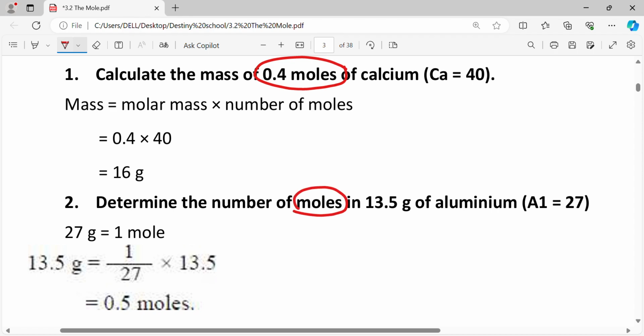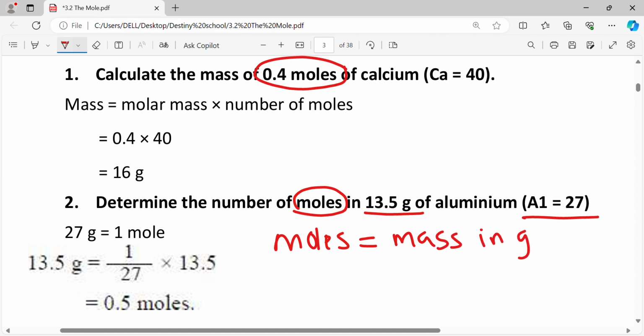Let's go to example number 2. Determine the number of moles. The keyword here is to find the number of moles. In the other one we were finding the mass, but in this one you're finding moles. You have been given the mass in grams, which is 13.5, and aluminium has a molar mass of 27. What is given in the bracket are always the molar masses. In this one you want the moles, so remember moles is equal to mass in grams over molar mass.